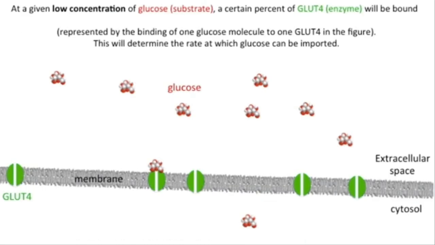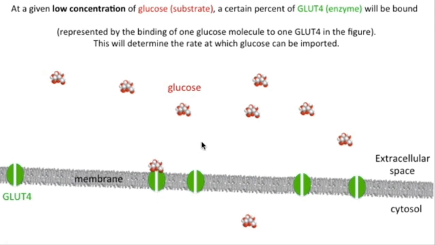The idea of enzyme saturation is such an important fundamental concept that I also want to give a visual feel for what the graph is showing. So here, for example, I'm representing a certain amount of glucose, and I'm saying at that concentration of glucose on a given area of the membrane, separating the extracellular space from the cytosol, maybe one glucose transporter will be bound.